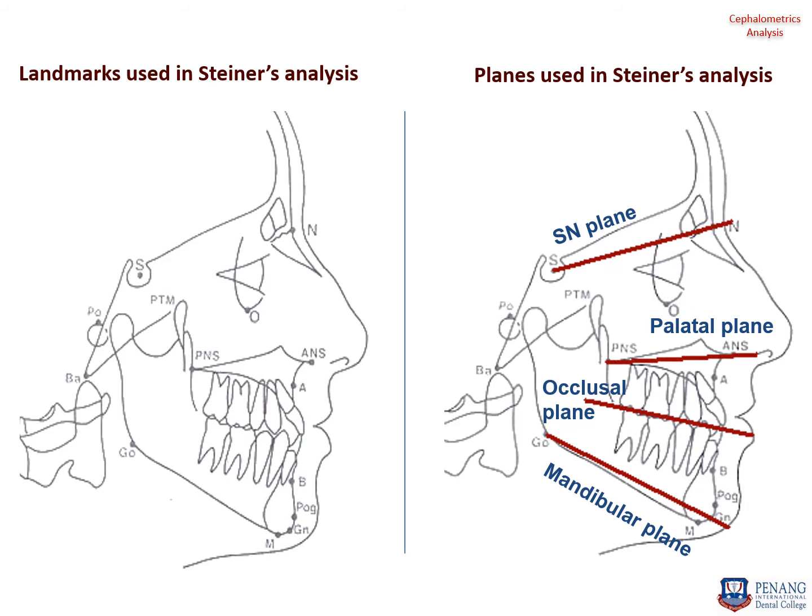Now coming to the planes, you will basically see four different planes here. One is the SN plane, that is Sella to Nasion; the palatal plane, which runs across anterior nasal spine all the way to PNS or posterior nasal spine; the occlusal plane, which is a line bisecting the occlusal surfaces of molars and premolars; and finally the mandibular plane, which is from gonion to a line between gnathion and menton. So these are the four planes used in Steiner's analysis, along with the other landmarks which I've just spoken about.